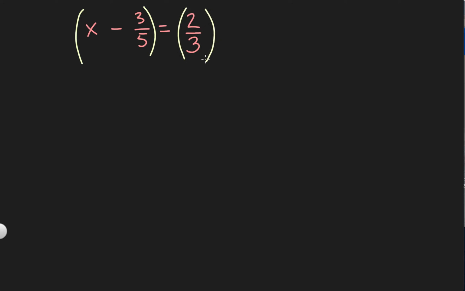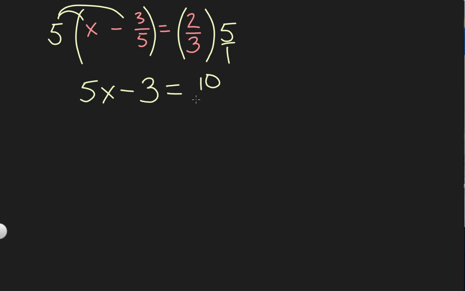So multiplying both sides, I'll use the larger denominator first. So I'm going to multiply both sides by 5. So we distribute. This gives me 5 times x, which is 5x, minus 5 times 3/5. That makes the denominator go away, and I'm left with 5x minus 3. On the other side, remember, 5 is the same as 5 over 1. We multiply the numerators, which is 10, and we multiply the denominators, which is 3.